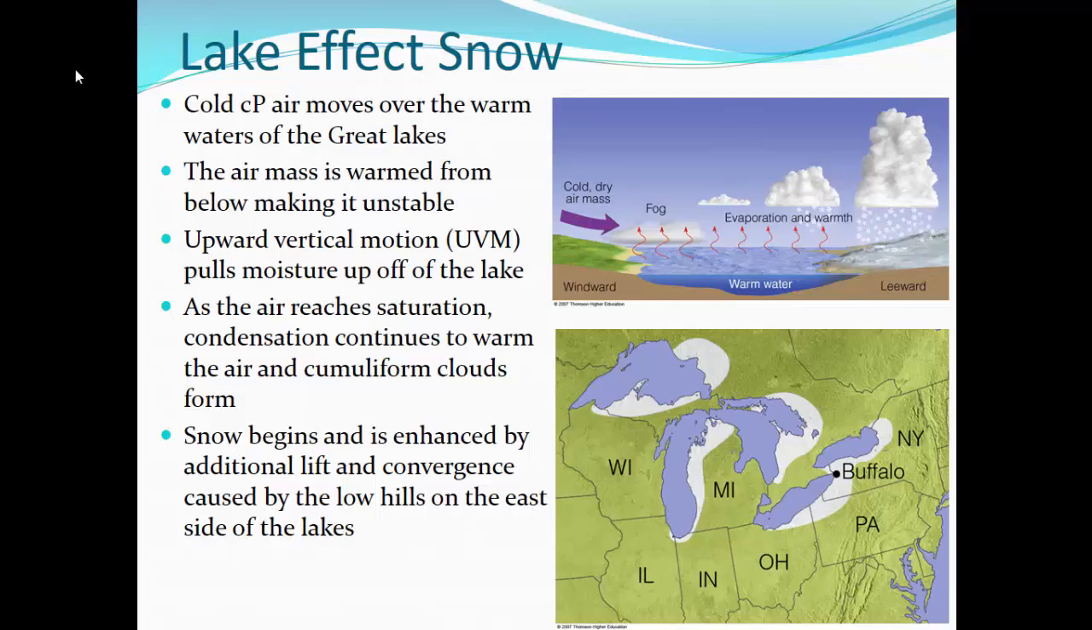So cold continental polar air moves over the warm waters of the Great Lakes. The air mass is warmed from below, making that air mass unstable. Upward vertical motion pulls the moisture up and off the lake. As that warmer, moist air rises, it cools by expansion until the temperature of the air reaches the dew point, or 100% relative humidity, or saturation. Further lifting creates condensation and cloud formation, and eventually you'll get precipitation, and in those colder areas, it's going to come in the form of snow.